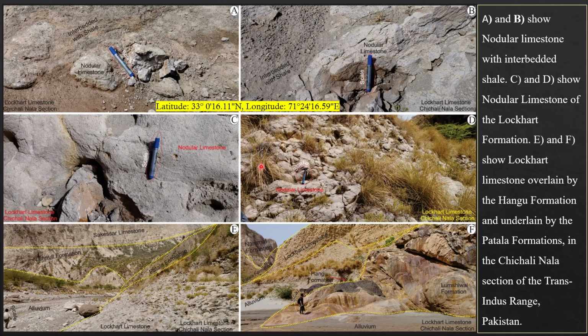This is basically the field outcrop of the Lockhart limestone, in which you can see in the first two images the interbedded nodular limestone with the shale. This is the nodular limestone, and C, D, E and F show the contact of the Lockhart limestone with the Paleocene Hangu, the lower and upper Patala Paleocene, and also the Namal Eocene, and this is the Cretaceous strata of the Lumshiwal formation.